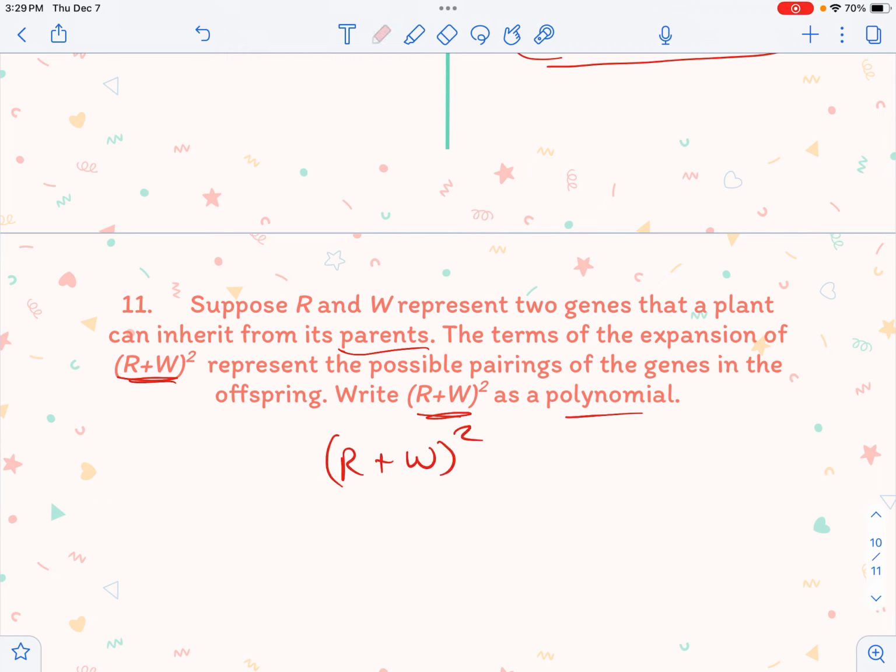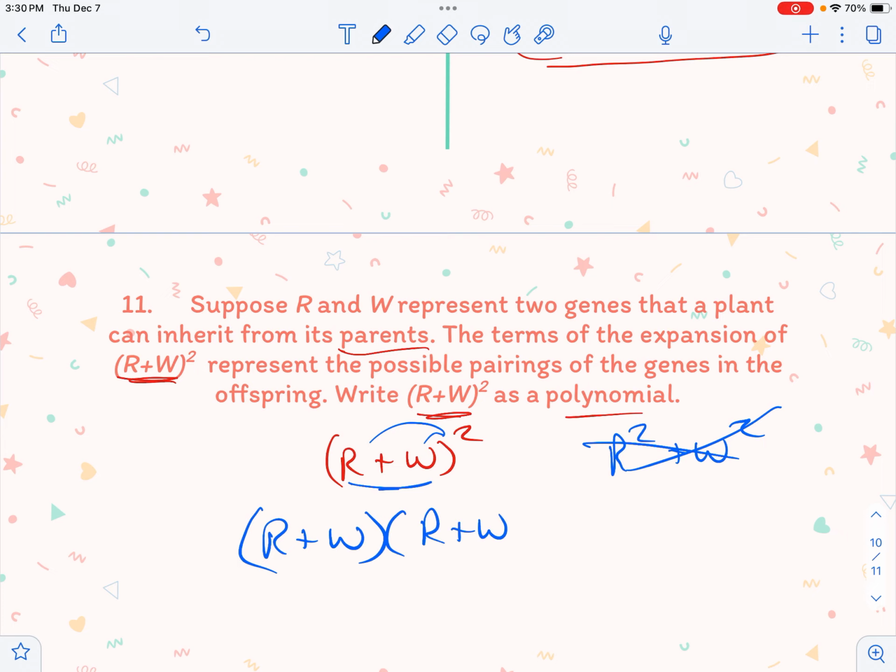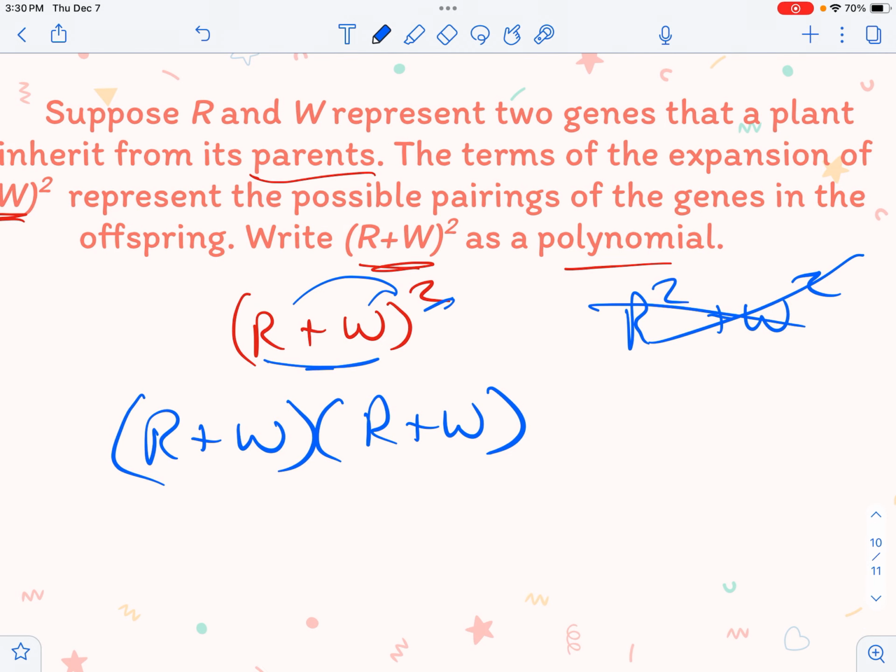Now, here's what not to do. A lot of people would say, oh, I square the r and I square the w, and get r squared plus w squared. Don't write this down because it's wrong. That is not how we do that. I'm multiplying two terms here, so I got to take r plus w and multiply it by r plus w. Multiply it by itself. We're squaring it.